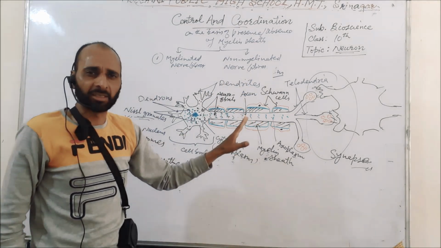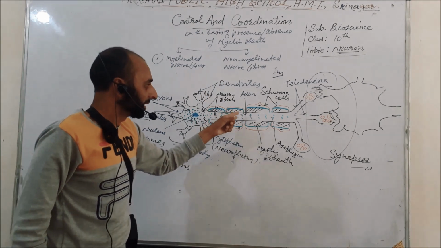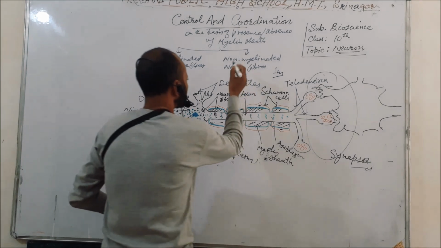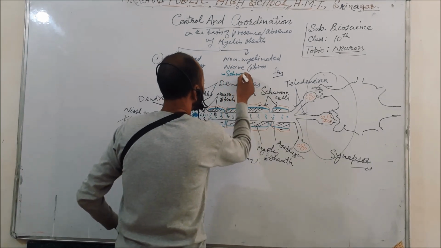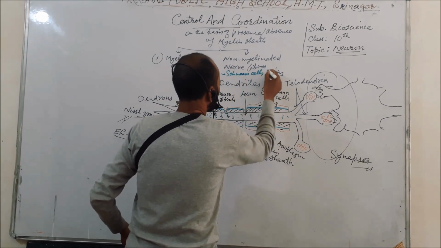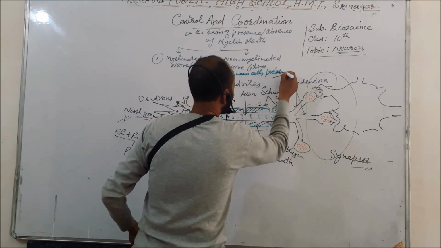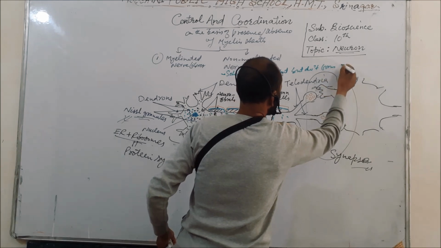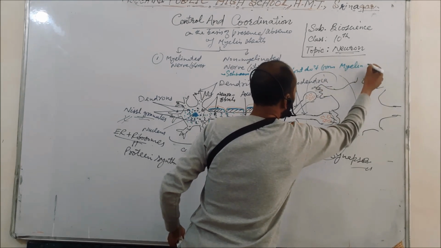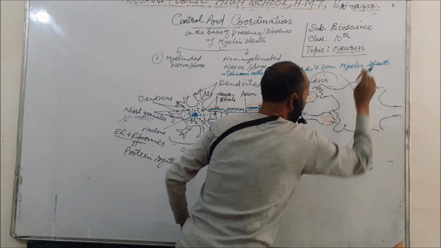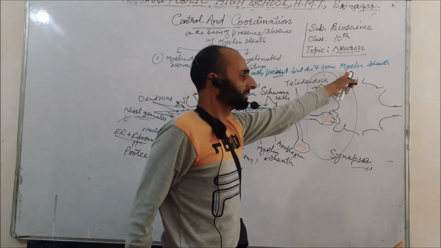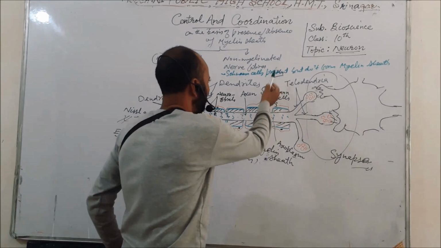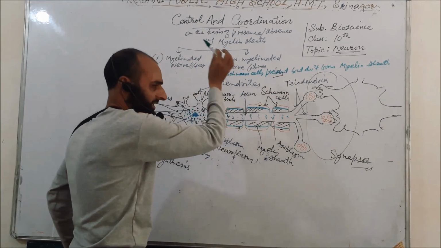In non-myelinated nerve fibers, Schwann cells are present there, but they do not form the myelin sheath. Myelin sheath is white in color. Remember, what is it? It's made up of phospholipids and it is white in color. Okay, so here the myelin sheath is absent, but the Schwann cells are present.